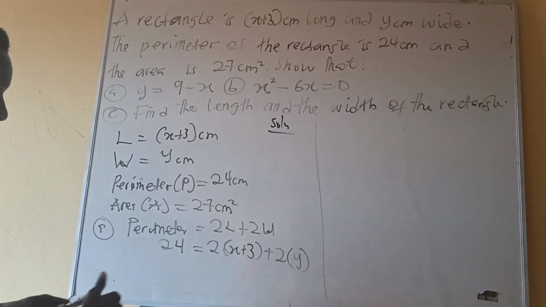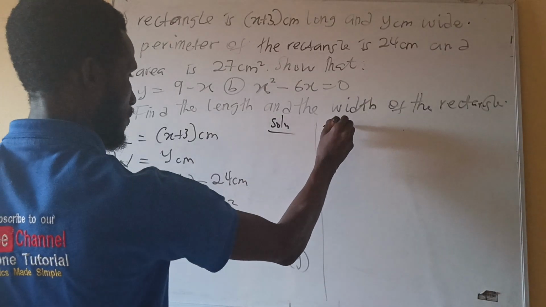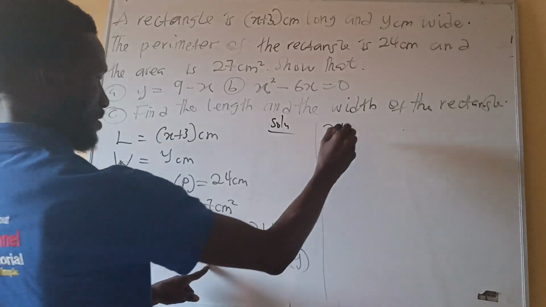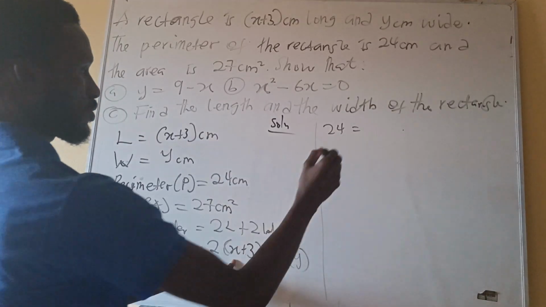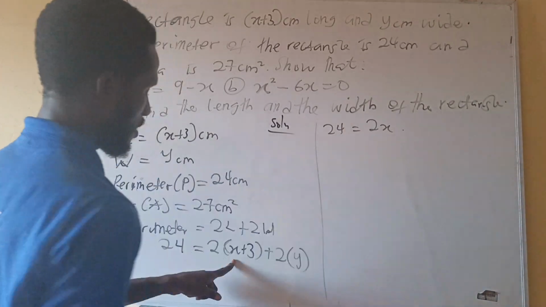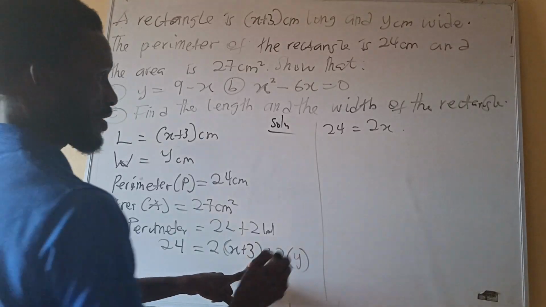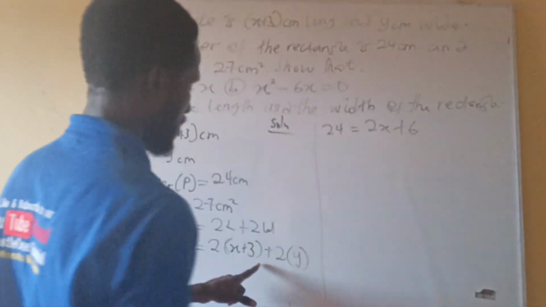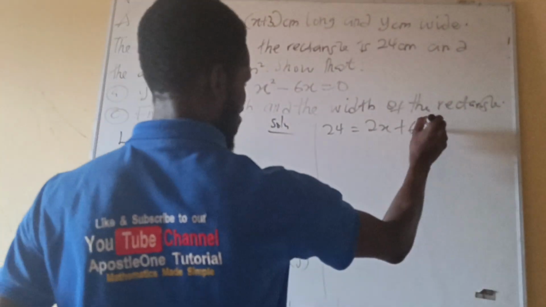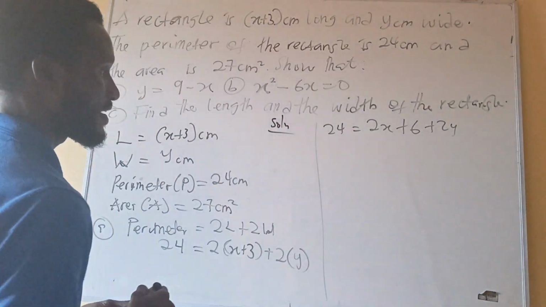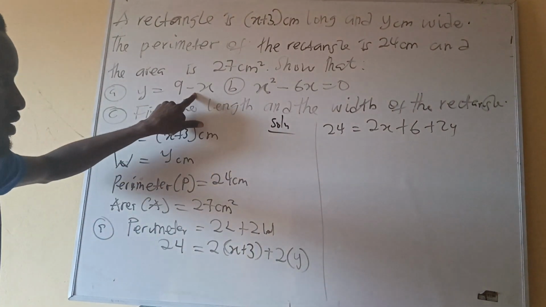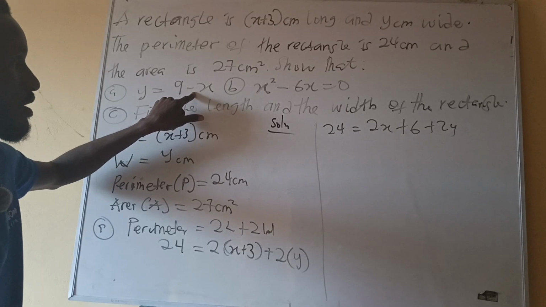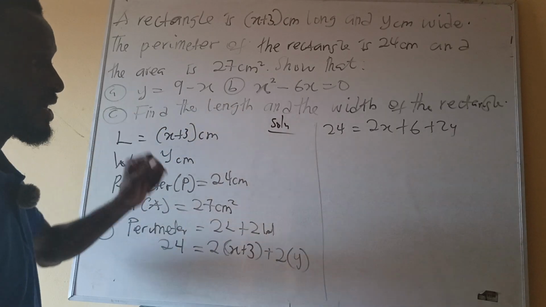I'm going to expand this bracket. So I have 24 is equal to, now 2 times x will give us 2x, 2 times 3 will give us 6. Now 2 times y will give us 2y. Now with this one, don't forget that the y is made the subject.